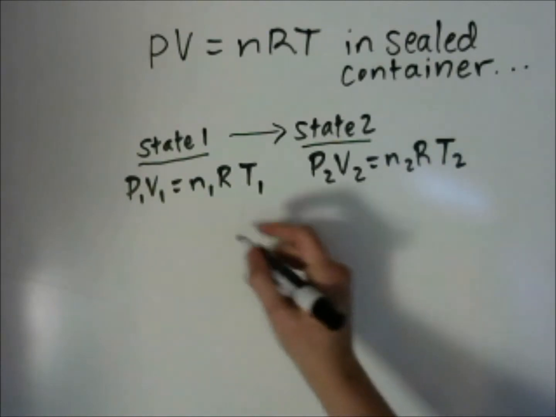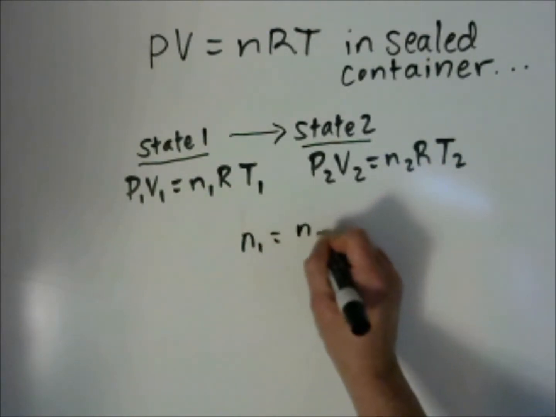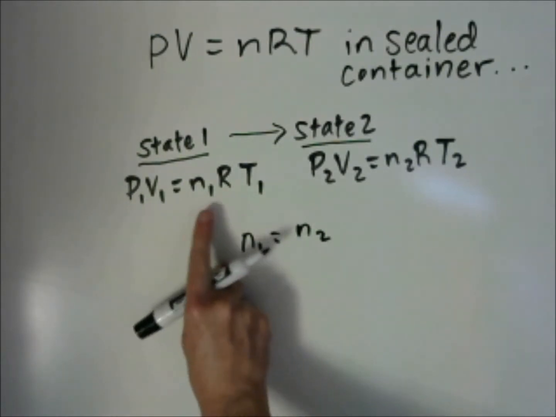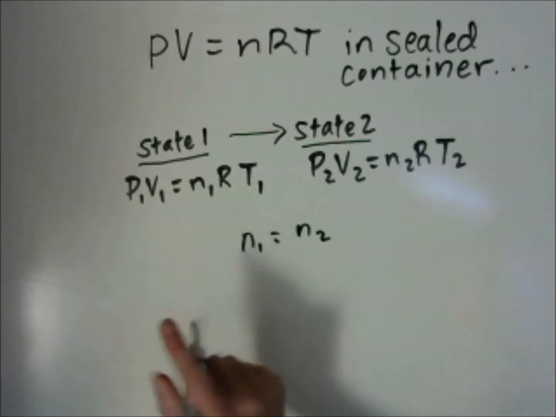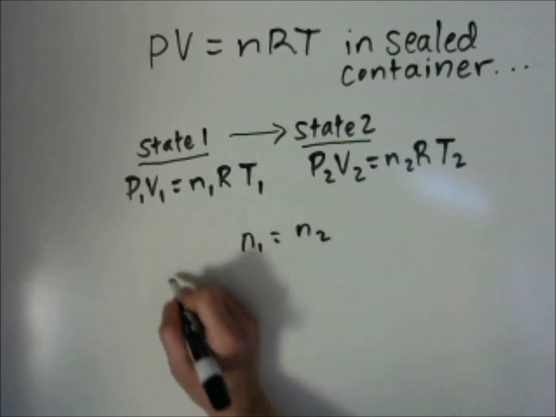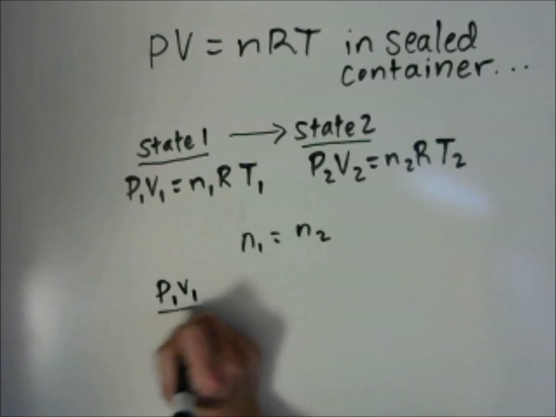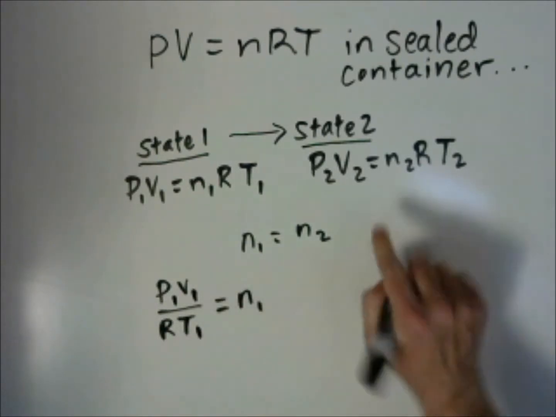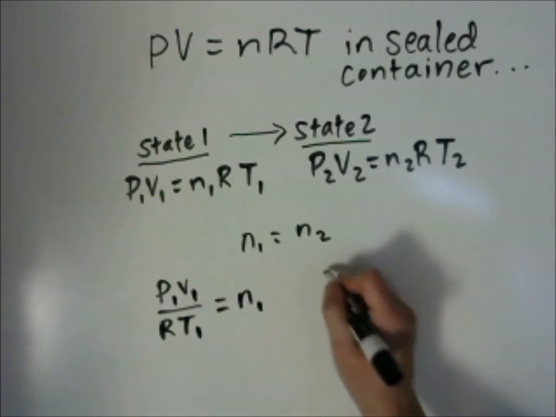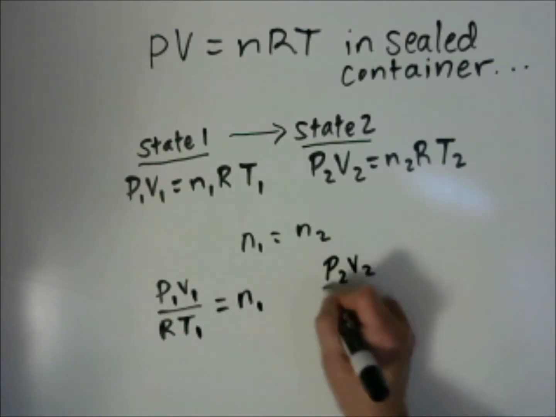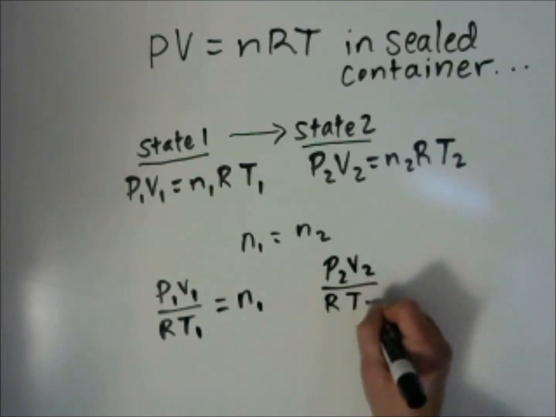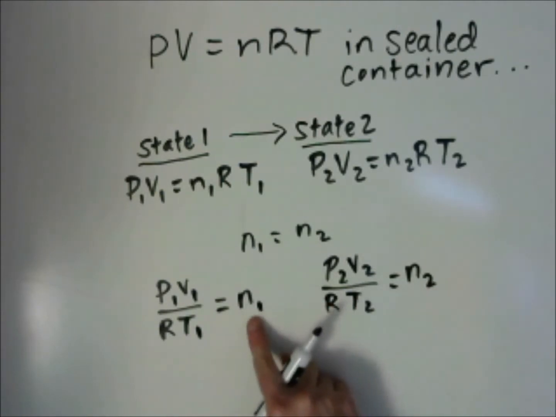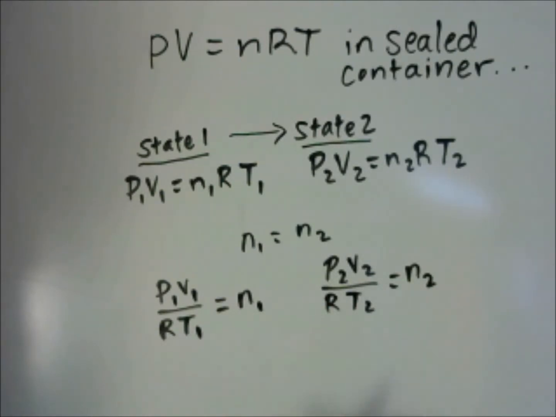Well, if it's in a sealed container, then N1 equals N2. So we can find further relationships between these two. The way we're going to do it is we're going to get N1 by itself. So we divide by RT1. And over here we get N2 by itself. And since N2 is equal to N1, we can set these two equal to each other.